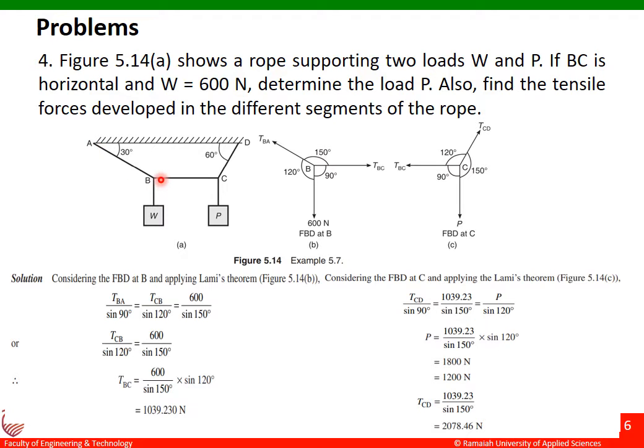Now coming to point B, we have three cables, that is tension in BA and tension in BC, and there is one weight acting downwards. We can draw a free body diagram at point B. Now we have one more joint. At point C there are three cables, that is CD, CB, and there is P which is acting downwards over there.